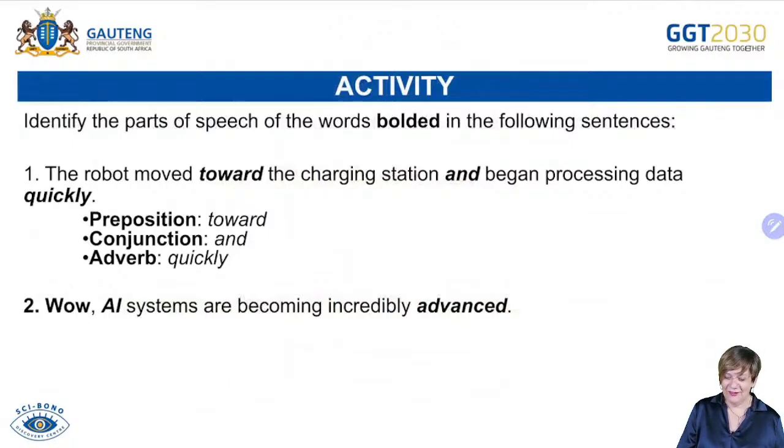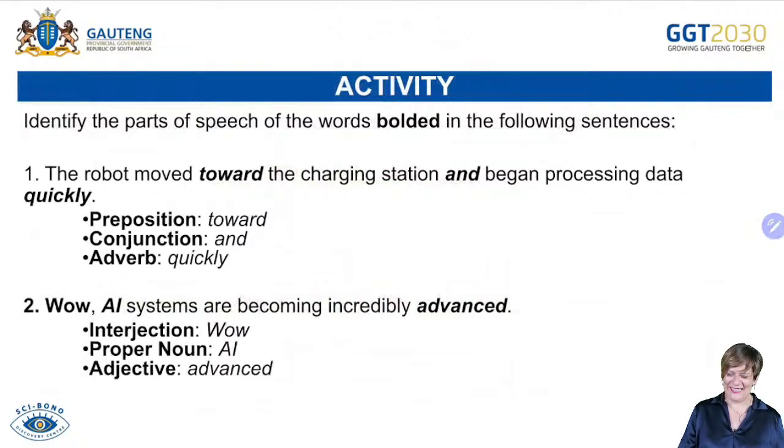Robot is a noun. And there you've got it. Okay, so let's look at number 2. Wow. AI systems are becoming incredibly advanced. This one is a bit more tricky. Let's see. So yes, that's your interjection for wow. That's an easy one. So AI is in capital letters, so immediately you know it's a proper noun.